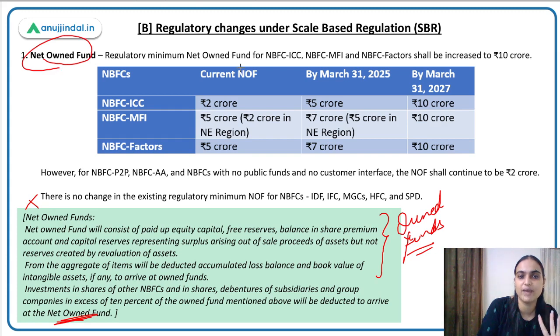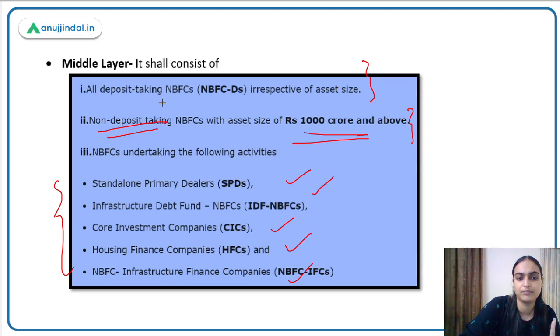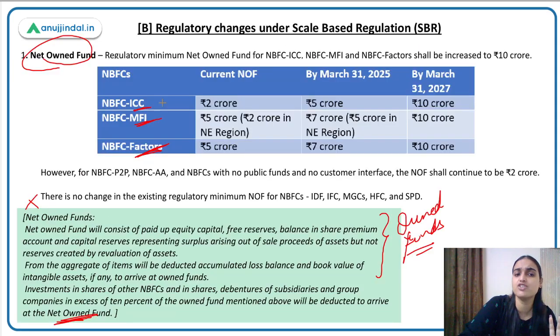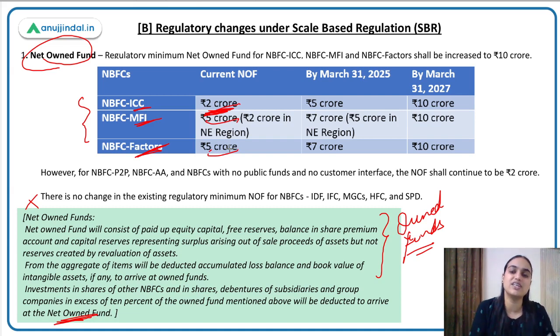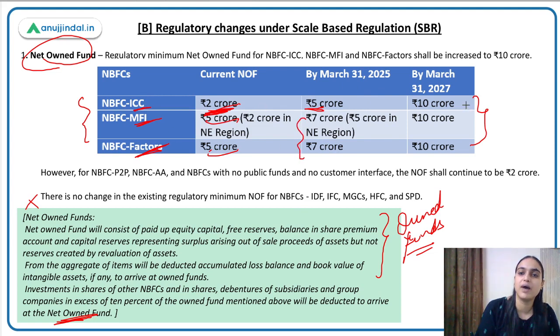So earlier, the three types of NBFCs: the NBFC investment and credit companies, your microfinance institutions, and the NBFC factors. These three types of NBFCs currently had to have this much of net owned funds, 2 crore, 5 crore, 5 crore. But now they have to gradually increase it to 10 crore. Okay, over time, inko ye net owned fund apna bada ke 10 crore karna hai. March 2025 tak inhe isko thoda badhana hai. By March 2025, the ICCs need to increase it to 5 crore and MFIs and factors to 7 crore. And by March 2027, all of these NBFCs have to increase it to 10 crores.